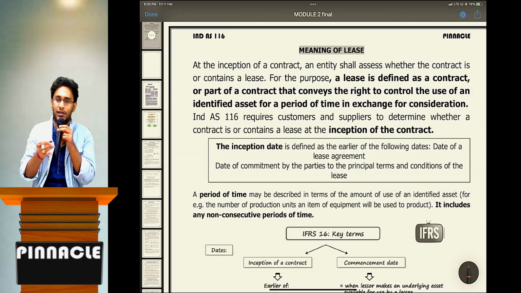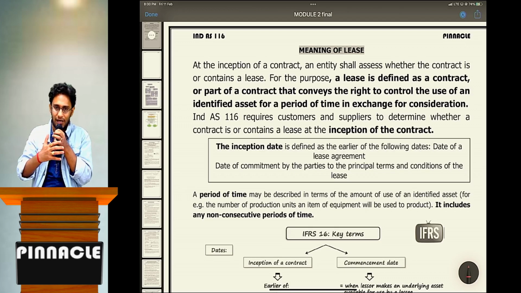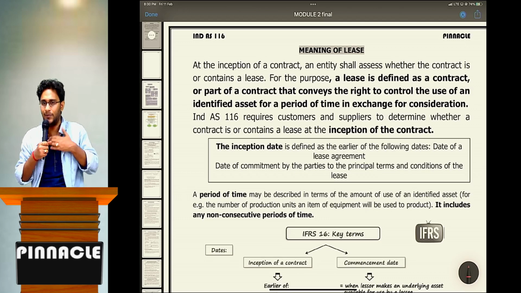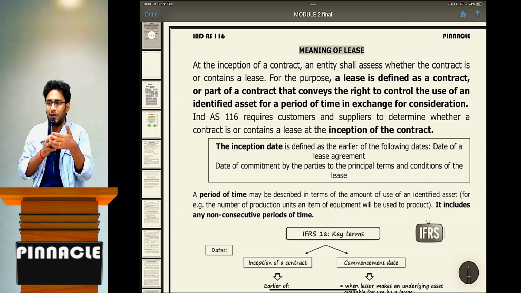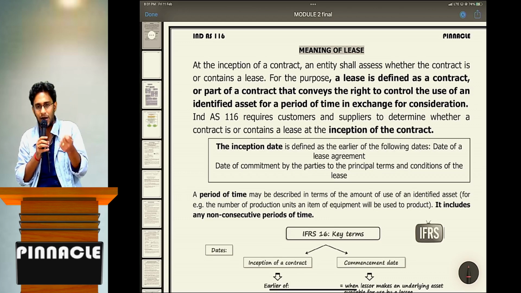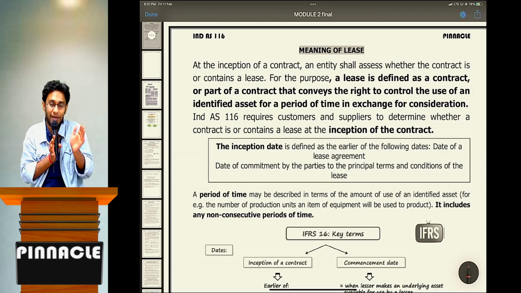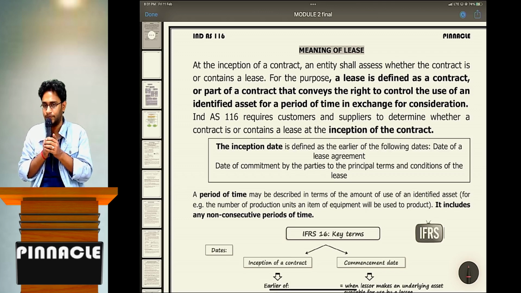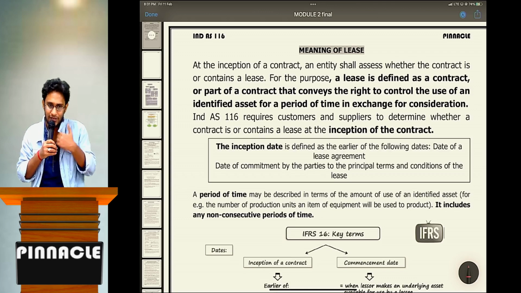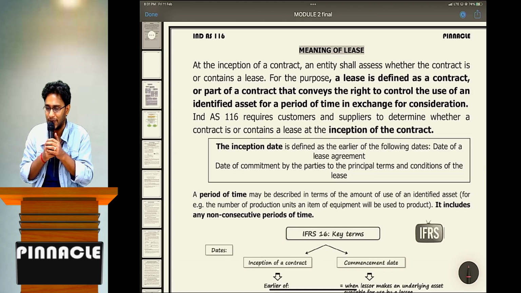Contract is or contains a lease, the meaning is, sometimes a lease contract is very explicitly there, sir. I am lessee, you are lessor, we both recorded a lease agreement. Sir, is it a lease contract? Yes. Okay, fine. That is the plain vanilla case. Case 2, you are selling goods, I am buying goods. Between you and me, what contract is there? A sale of goods contract is there.